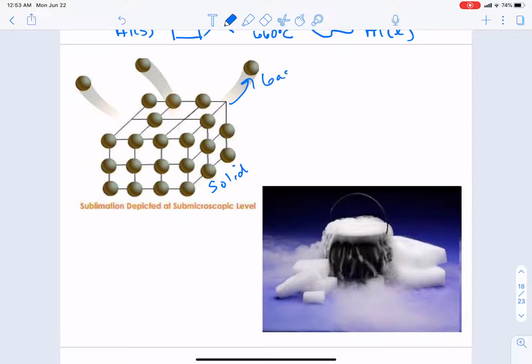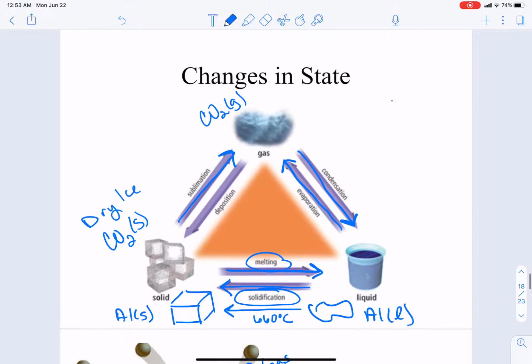into the gas state. So if you don't want soggy sandwiches in your cooler, you might pick up some dry ice, which again is solid CO2 because there's no liquid state. Now, going the reverse direction, gas to solid, is not something we usually run across in real life, but that's called deposition.